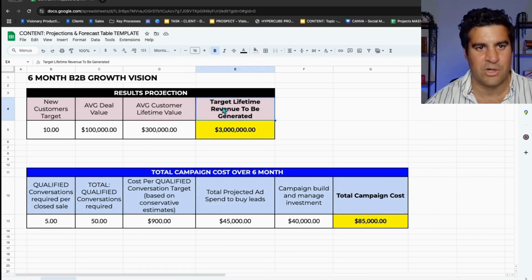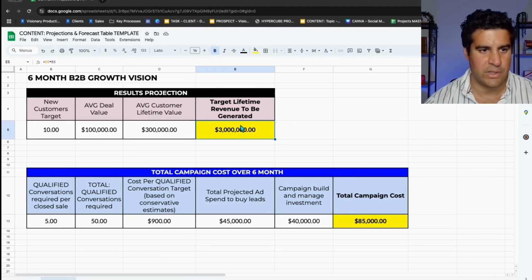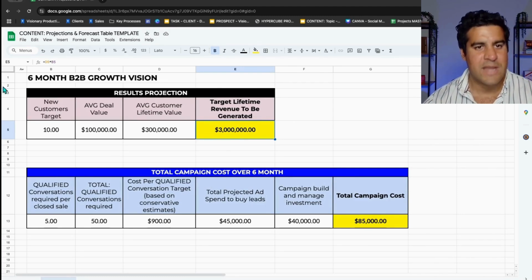So really important that you're measuring your average customer lifetime value, and then we know, okay, cool, 3 mil is the target for this 6-month growth vision. Of course, your executives will understand that, yes, it might take a few years for us to realize that revenue. So now we've got a growth vision, so now we can work out the campaign economics required to achieve that.